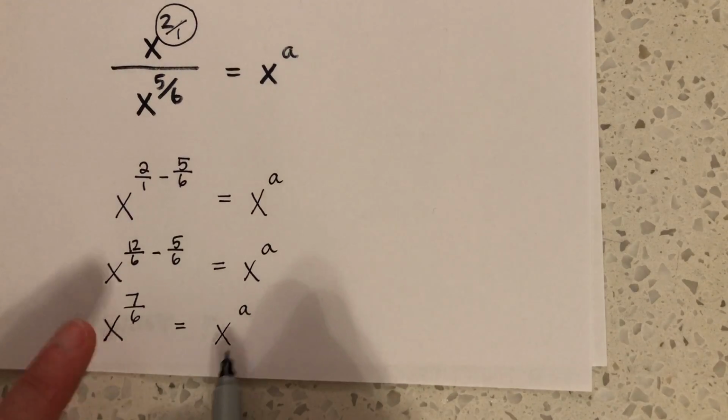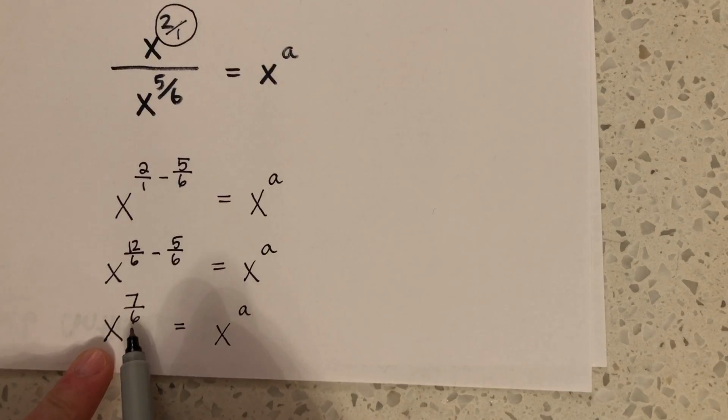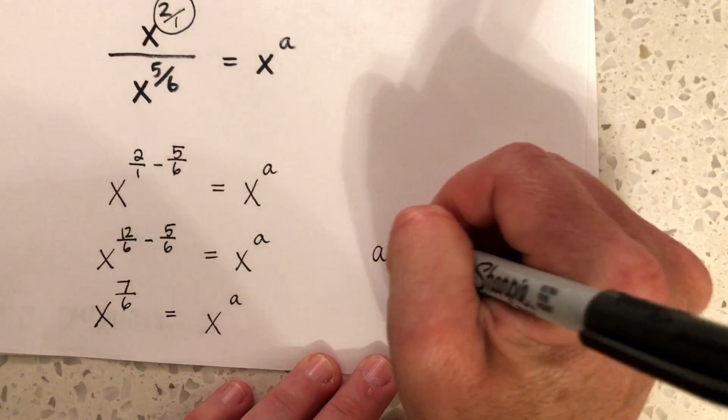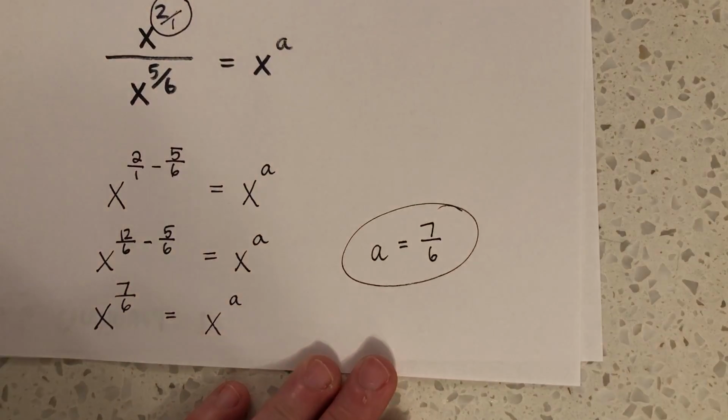So in this statement, what does a have to be to make the left side equal the right side? A has to be this fraction, 7 over 6. And that's what you would type in as your answer. Okay? All right, one more rule.